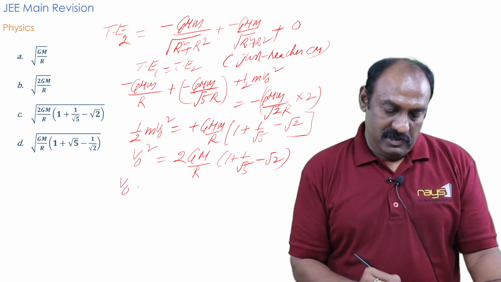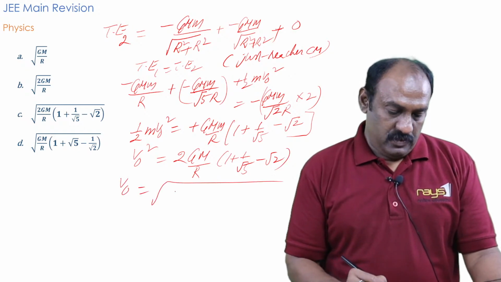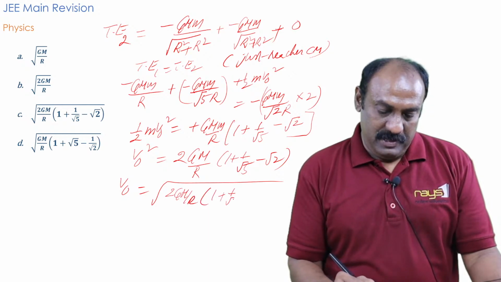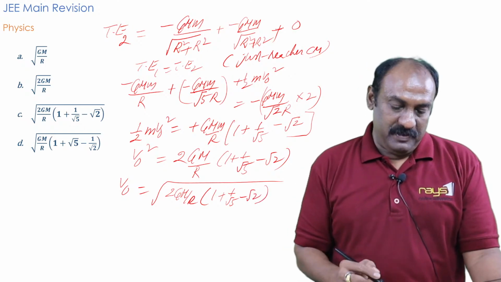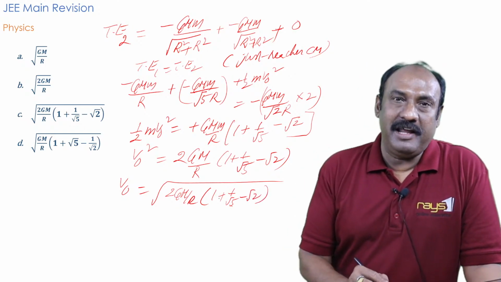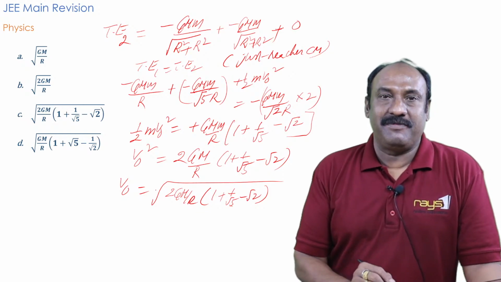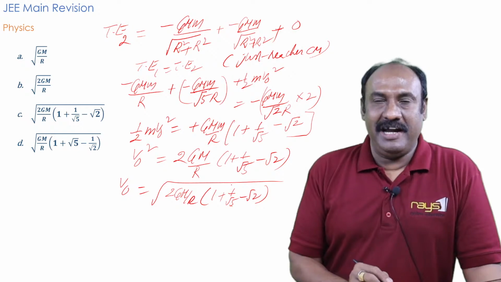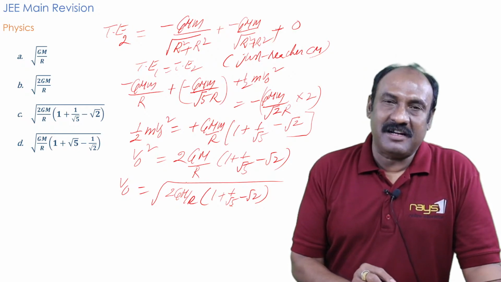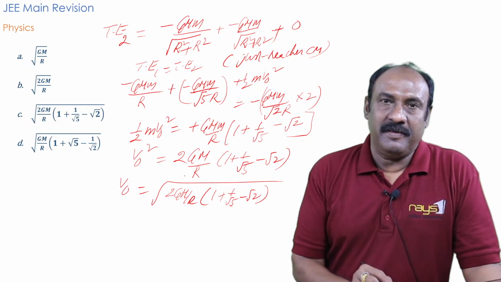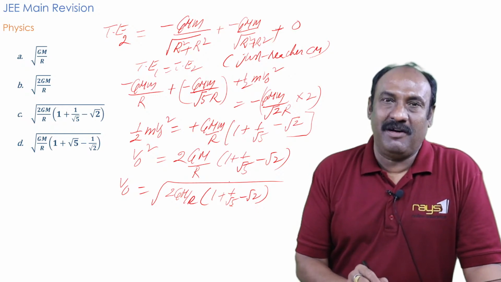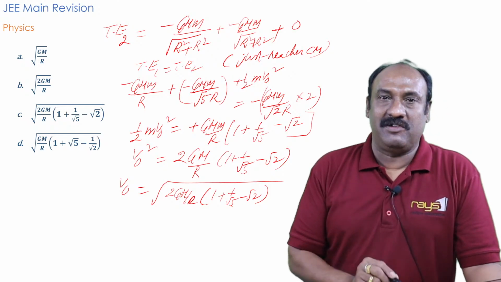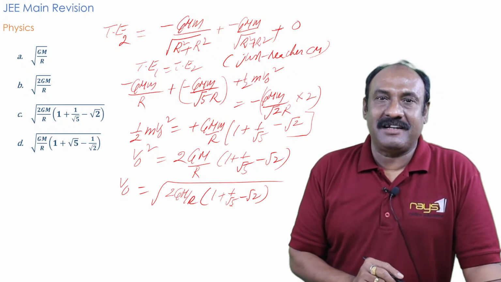So, v naught is equal to root of 2GM by r into 1 plus 1 by root 5 minus root 2, is the equation for velocity of the body at which it has to be projected from center of the first ring to just reach the center of the second ring. What I did here: when it is projected from center of the first ring and just reaches the center of mass of the separation of these two rings, then automatically it will slowly attract towards the second ring and reach the center of the second ring.